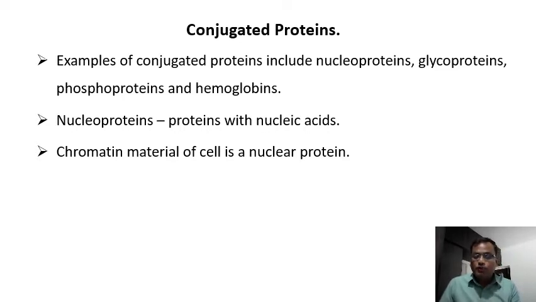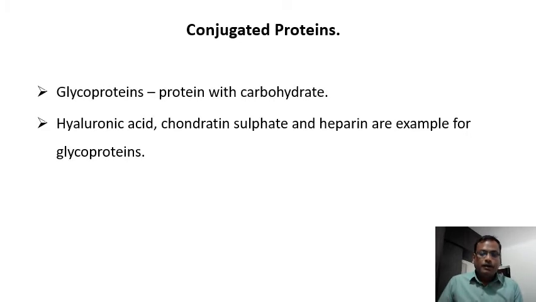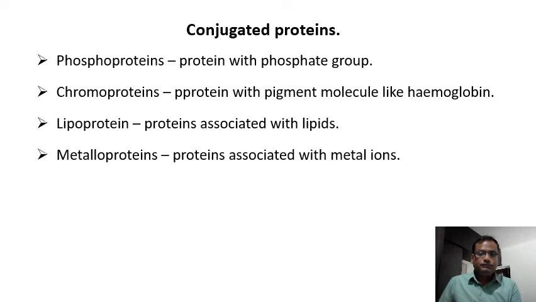Hemoglobin, globin protein which is associated with heme, that is Fe. And hemoglobin, it is a very important pigment which is associated with transportation of oxygen in the blood. Then glycoproteins, as I already mentioned, they are carbohydrates which are associated with protein. Hyaluronic acid, chondroitin sulfate, and heparin are examples of glycoproteins. Then phosphoproteins, we studied chromoproteins, lipoproteins.